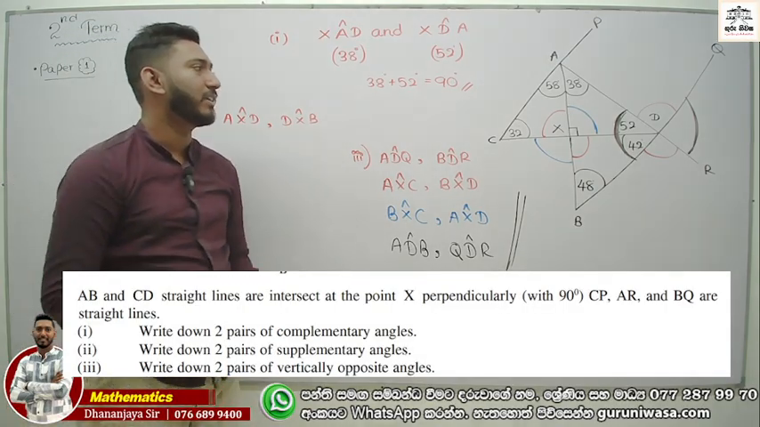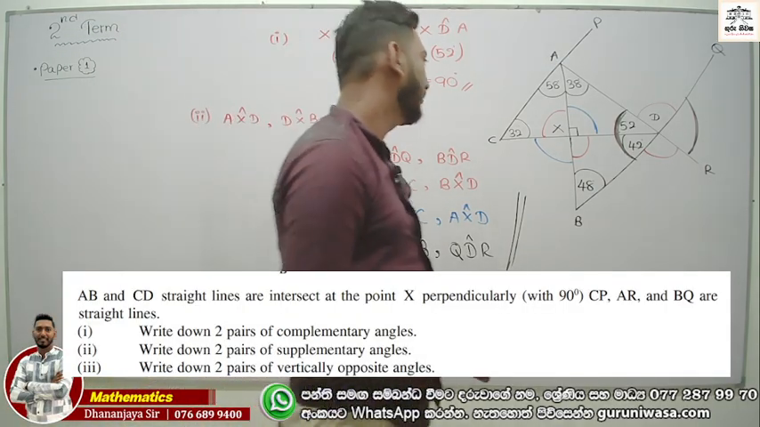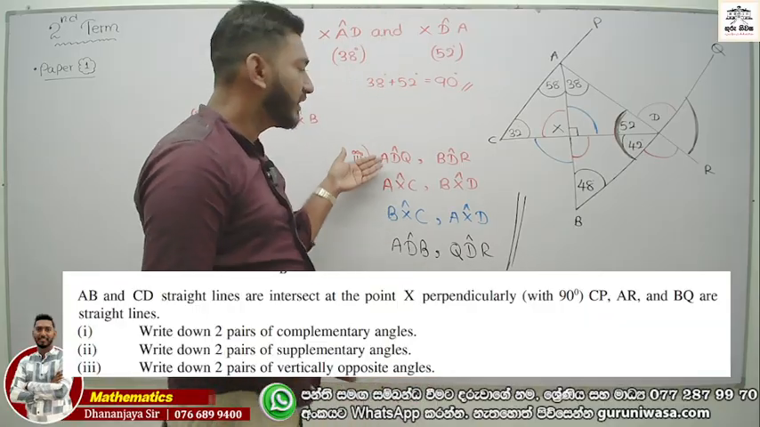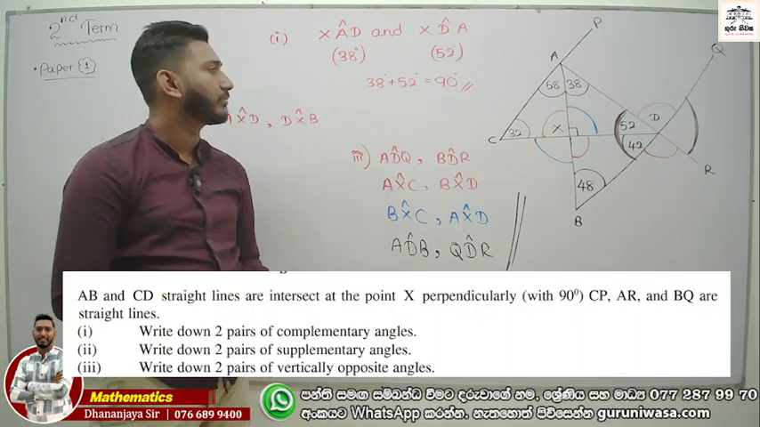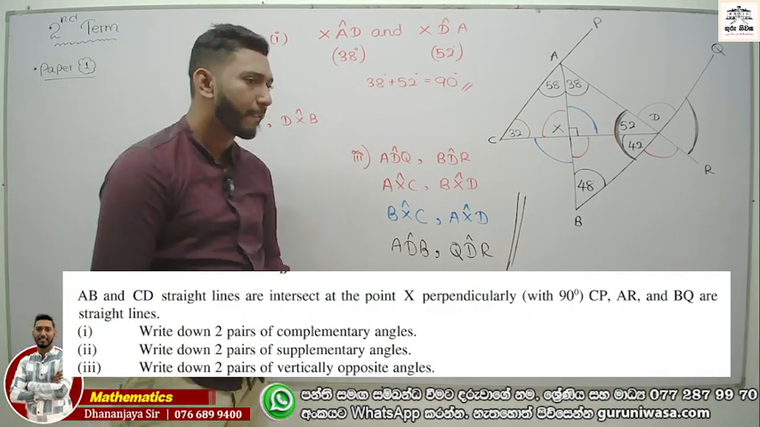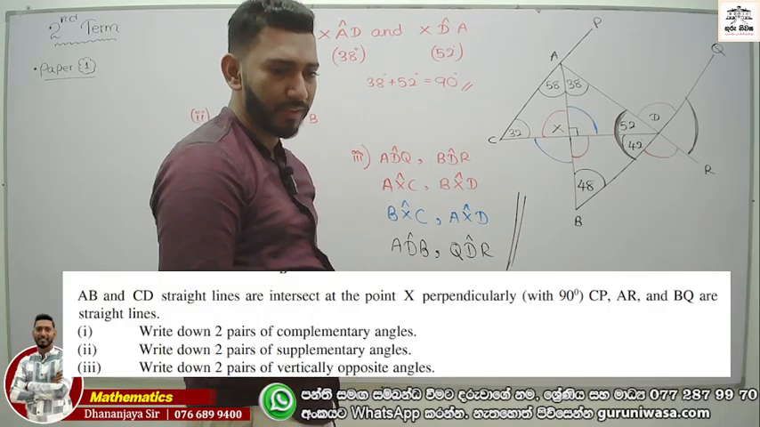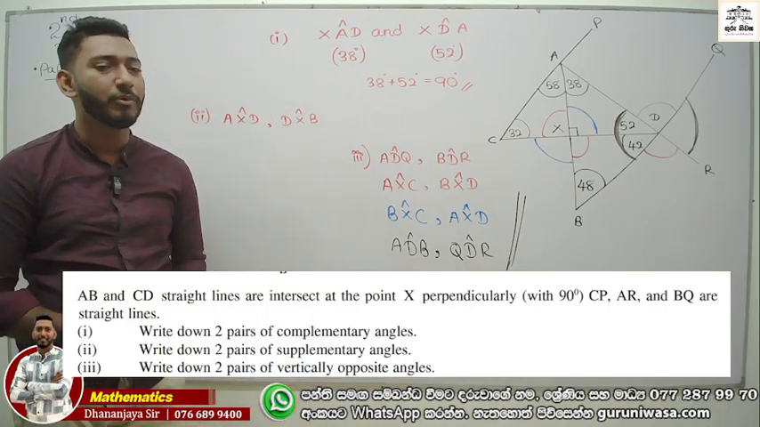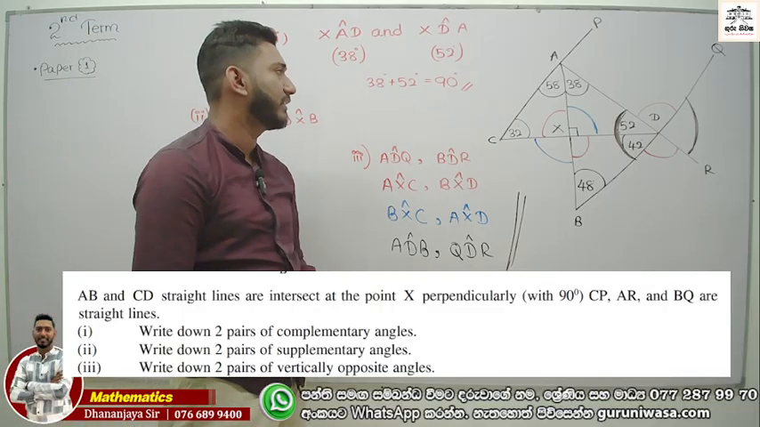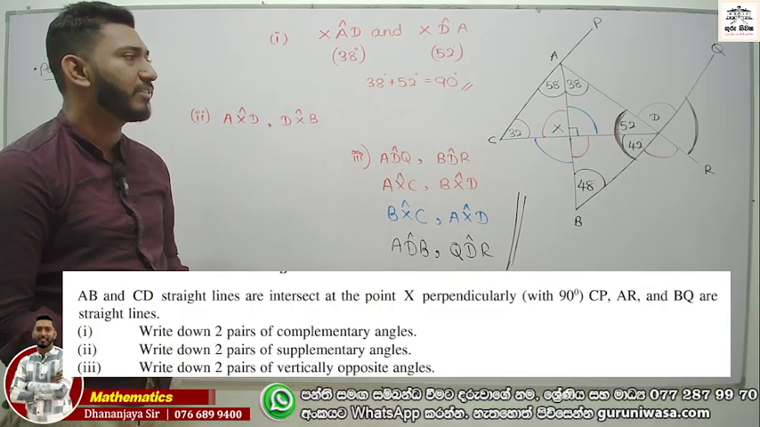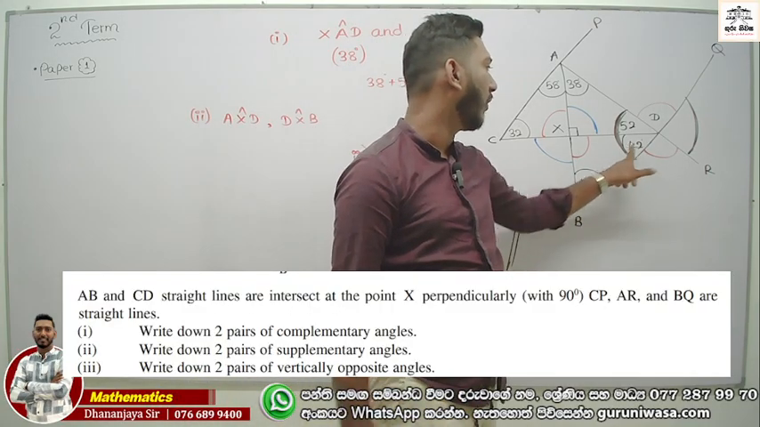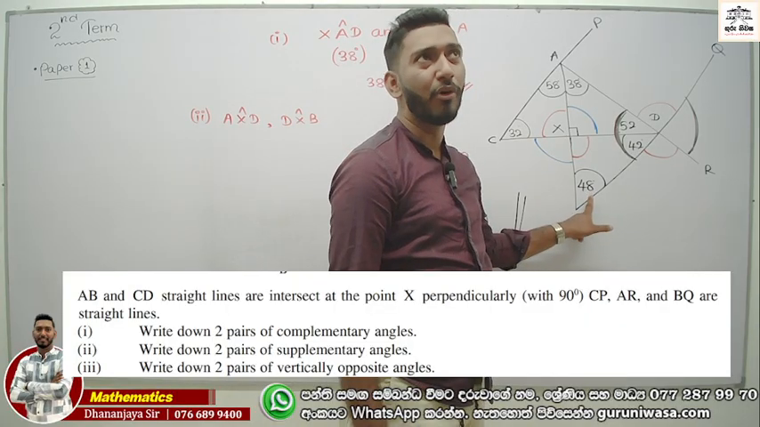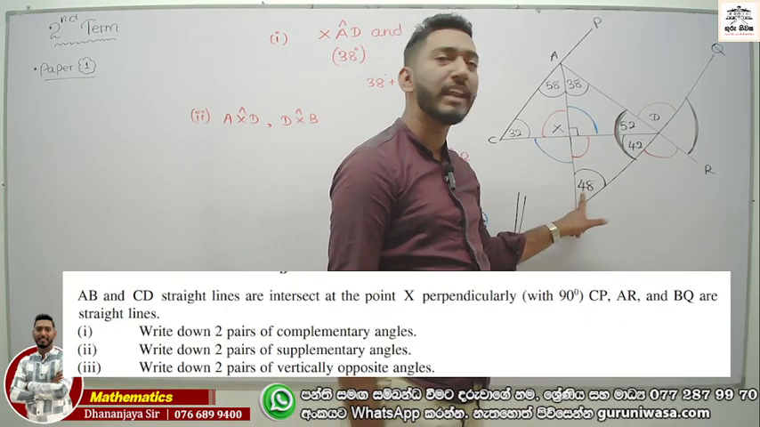Yes. Right? We can write all of these as vertically opposite angles. Sir, in the first and second question, we had to write two examples. Yeah, write two pairs of complementary angles. Right. Two pairs of complementary. Yeah, 48 and 42 are also complementary because 48 and 42 becomes 90 degrees.